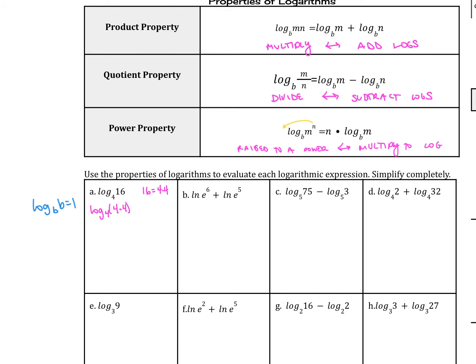What we can do is we're going to expand it by adding the logs. So what this will become is log base 4 of 4 plus log base 4 of 4. Okay, so we expanded it by adding. And remember what I wrote earlier, log base b of b is 1. So since it's the same base, log base 4 of 4, then that's just 1. And then log base 4 of 4 also becomes 1. So 1 plus 1 is 2.